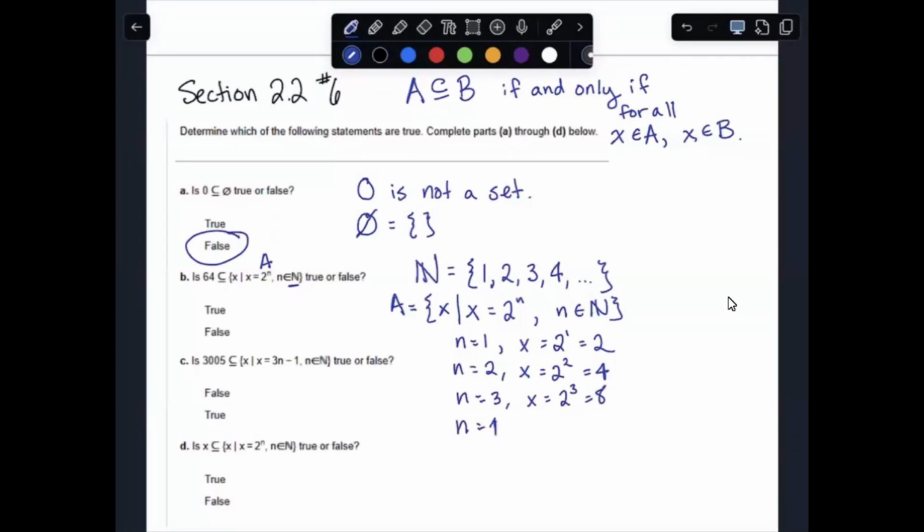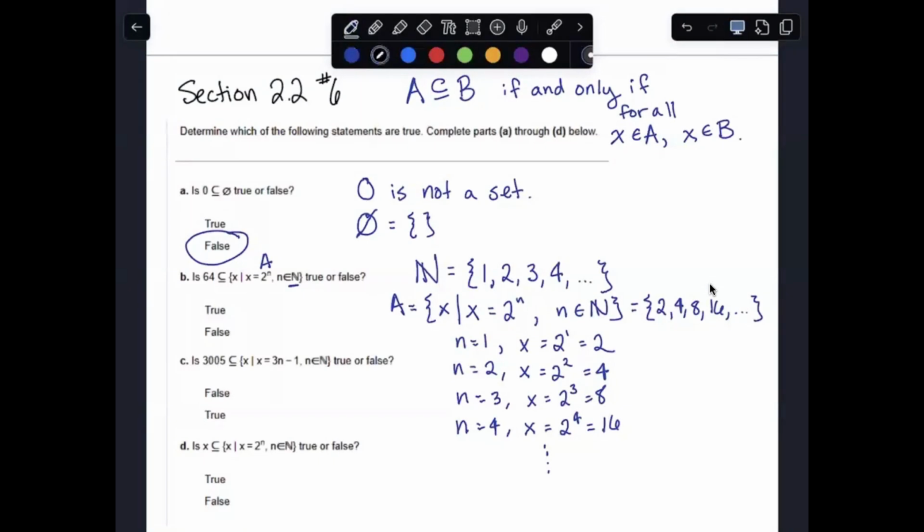When N is 4, X will be equal to 2 to the 4th, which is 16. And so on. We can keep doing this forever and ever. So we can rewrite the list of all of these elements as 2, 4, 8, 16, and so on. The dots mean this pattern continues forever. So now that we've figured out what this set on the right-hand side of the statement looks like, we can ask ourselves, is 64 a subset of this set?